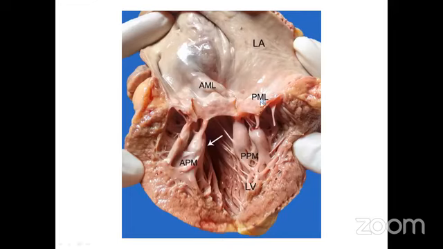The anterior and the posterior mitral leaflets are extremely thickened and rigid in appearance, and apart from that, even the chordae are markedly thickened, shortened, and completely fused with the valve leaflet. So, this would be an example of a rheumatic mitral stenosis of a very severe degree.